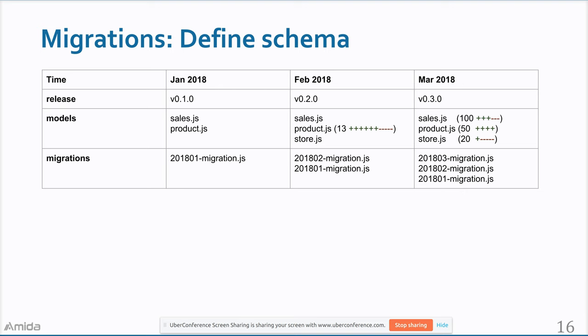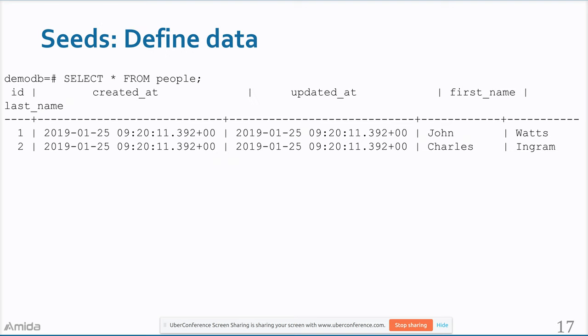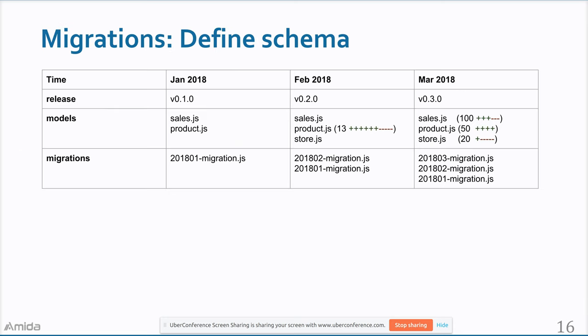Why did you have an initial? Oh, the initial migration is just going from nothing, an empty database, to your first table. Got it.